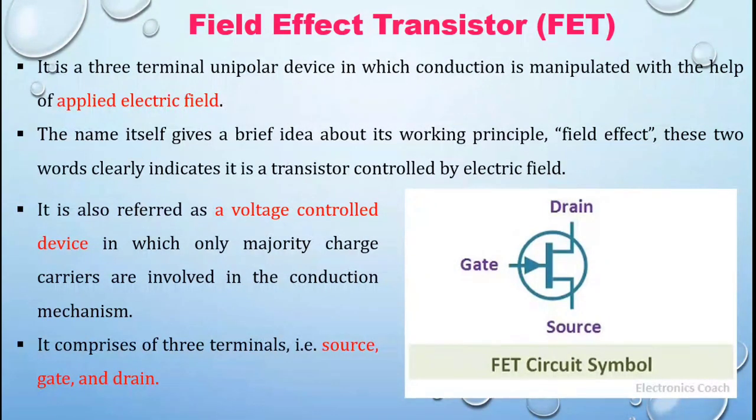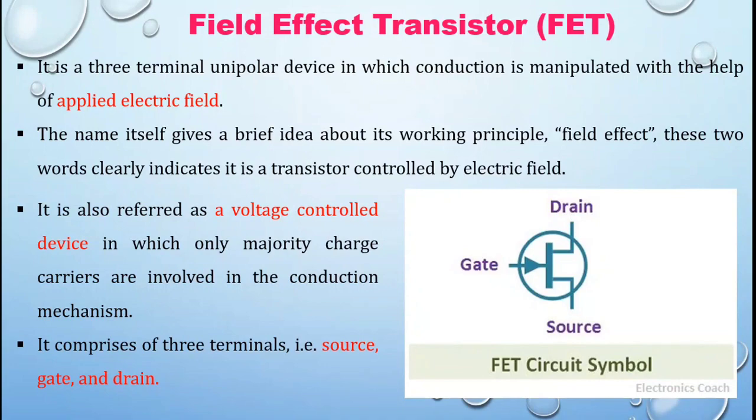The normal transistor has three terminals, that is collector, base, emitter. Like that, the field effect transistor also has three terminals, that is source, gate, and drain. BJT, the normal transistor, is a current controlled device, but the field effect transistor is a voltage controlled device.